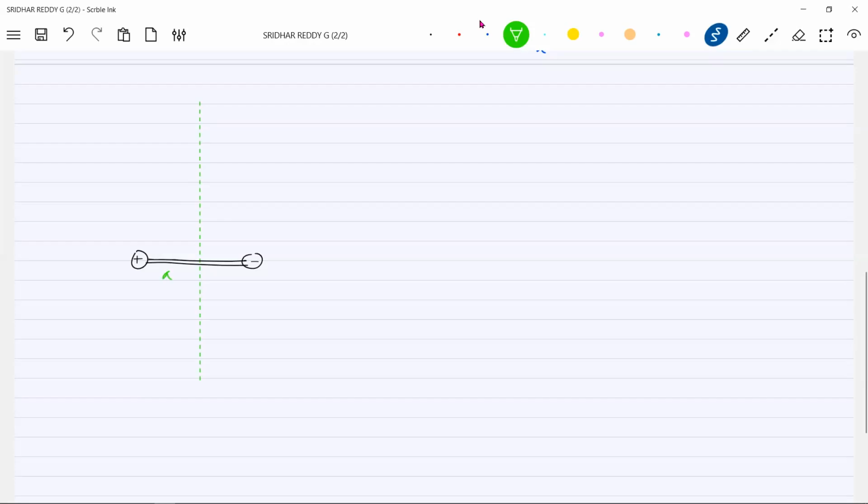Now this distance is A. Let me take this as Y. So here is the point P3, I'll write it. Now due to the positive charge, how should the field be? Let me take help of arrows. So due to the positive charge, the field should be in this direction.